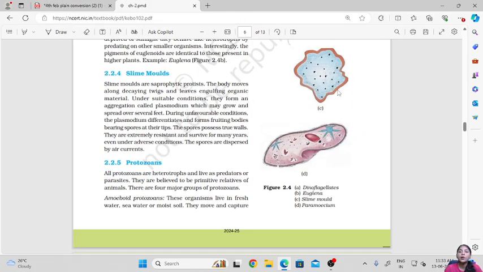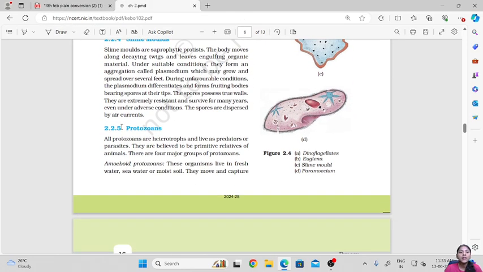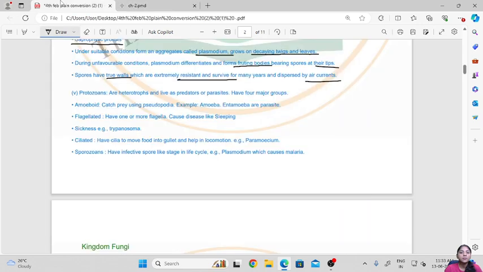So this is all about the slime molds. Then the next type is protozoans. So all protozoans are heterotrophs. Okay, so they do not prepare their own food, they depend on other organisms as their source of food. So they live as predators or parasites. Predators means they kill other organisms and feed on them, or parasites, meaning they take a host and they feed or take up the nutrients from this host.